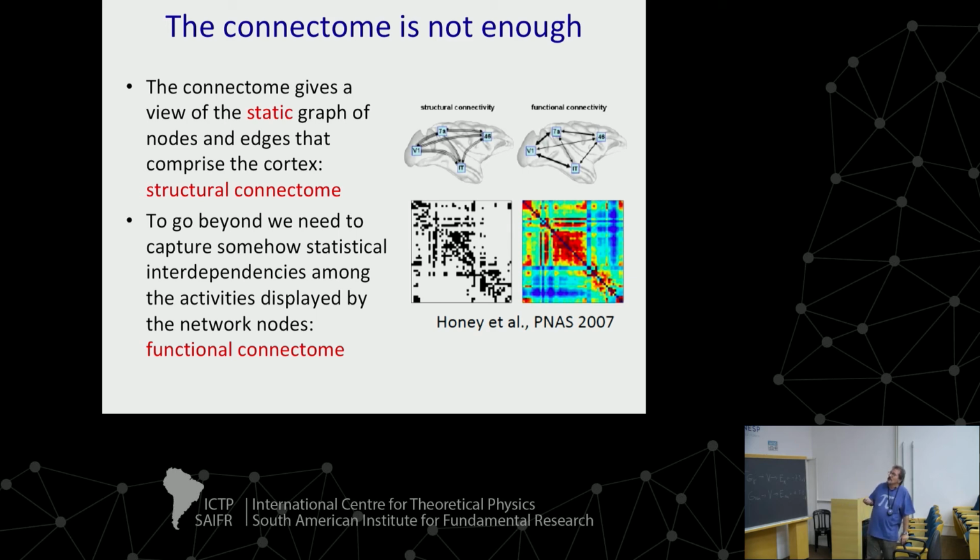One needs to capture, as I wrote here, somehow the statistical interdependencies among the activities displayed by the network nodes. So you know that the network nodes have activities because they are made of cells. And the connections, the edges themselves, they change because they are plastic. So the entire system is dynamic. The nodes are dynamic and the connections are dynamic. And they must have some sort of interrelation.